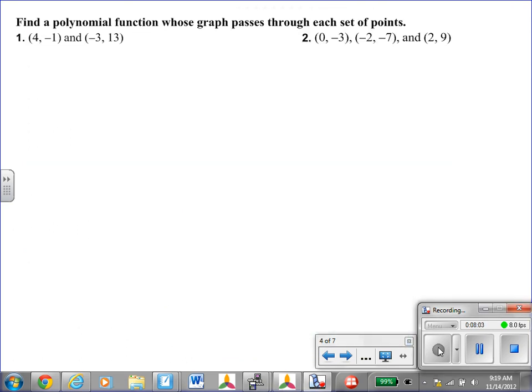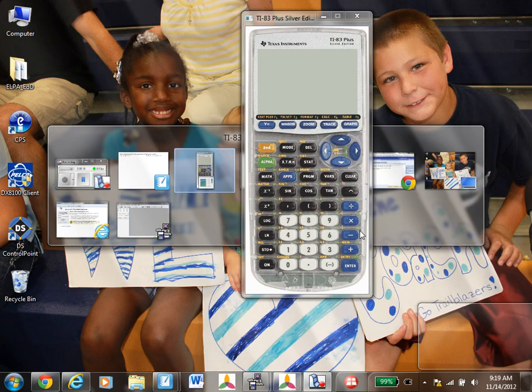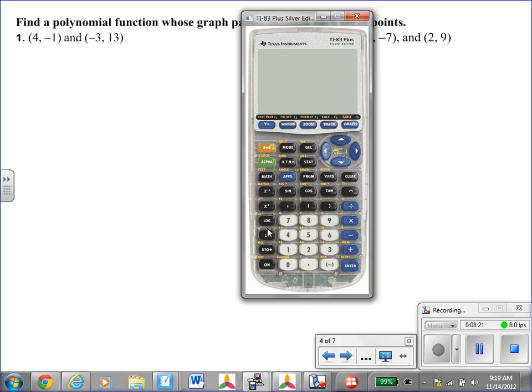Okay, so we're going to find a polynomial function whose graph passes through each set of points. Now if they give you 2 points, what kind of function are you going to have? It's going to be linear, right? You could do it by hand, but since this is a calculator section, we might as well just practice. So, get your calculator out, hit the stat button, edit. Remember, if you want to clear stuff, you highlight L1 and hit clear. Do not hit delete. If you hit delete, you're going to erase the entire L1, like it will disappear.